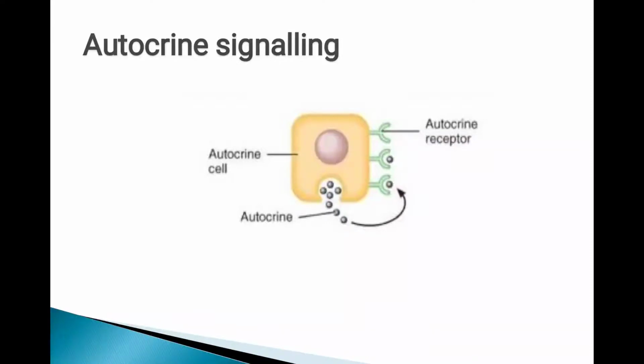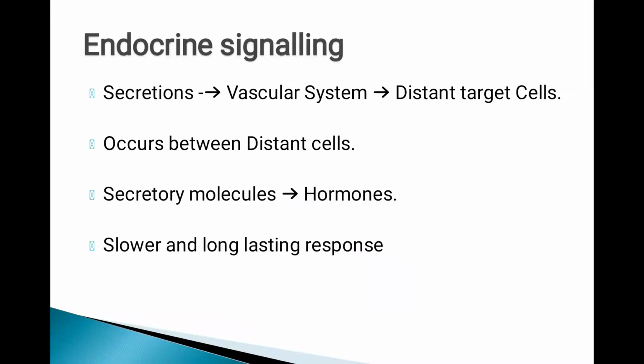This is the picture that explains the autocrine signaling. Here there is a cell which secretes a certain kind of chemical substances. Those chemical substances are called autocrine secretions. These autocrine secretions bind to the receptor of the same secretory cell or secreting cell. Hence it is called self-stimulatory cells or autocrine signaling.